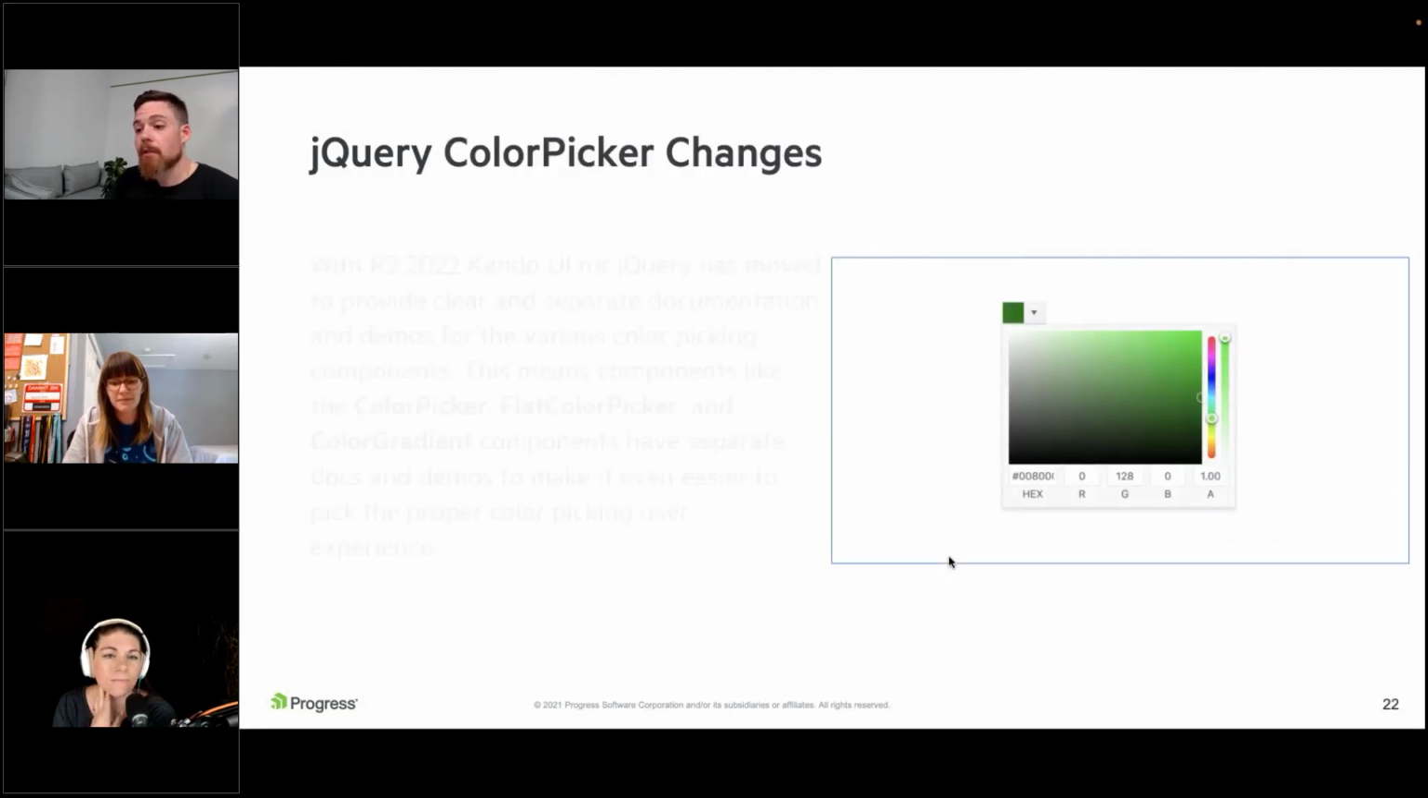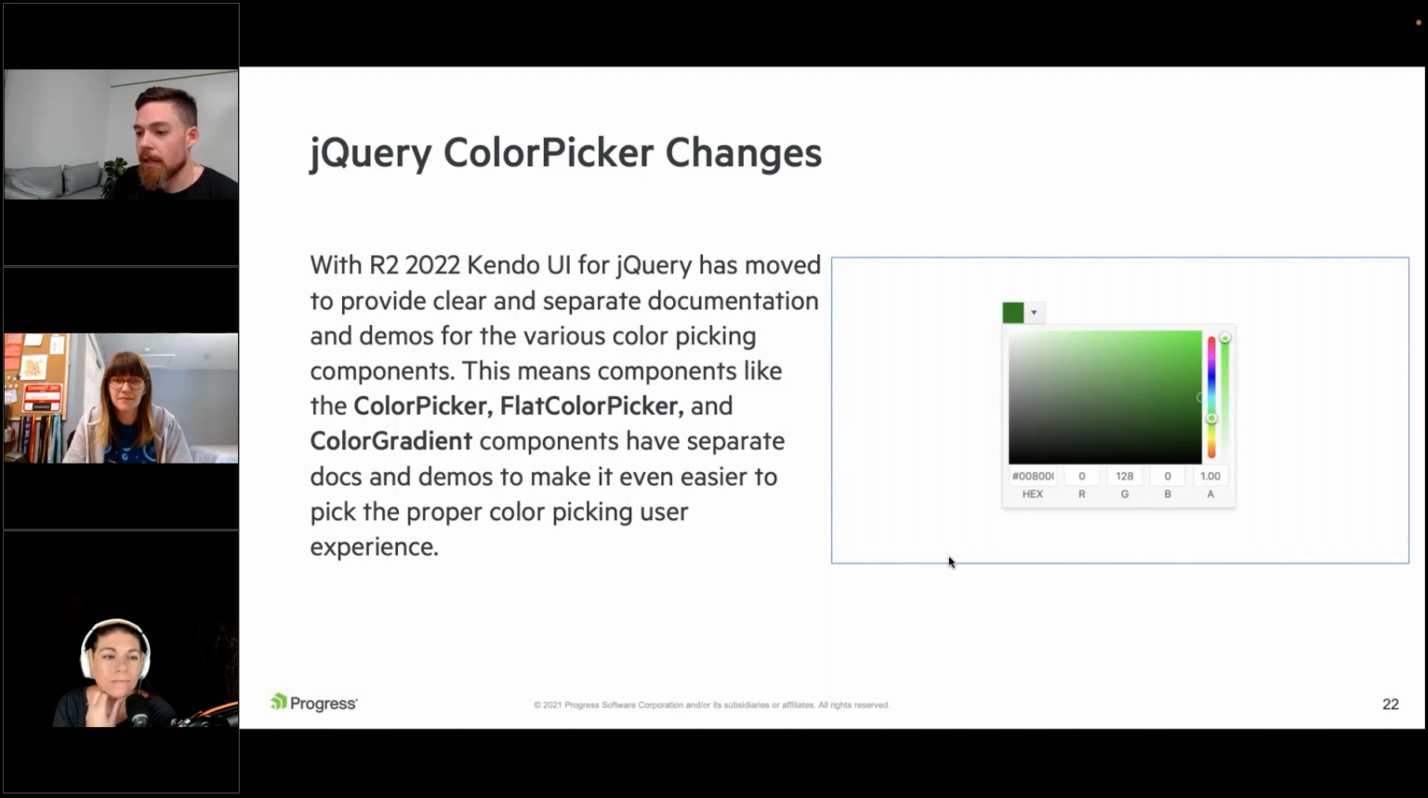Now we also have some color picker changes, as I mentioned. What we've done is taken a look at all the color picker options that you have with Kendo UI for jQuery, and previously they were all stuffed under the color picker section within our docs and demos. Now we're separating out the color picker, the flat color picker, and the color gradient component into separate docs and demos, and this of course also includes the new component that we added with the color gradient. That makes it a little bit easier to discover all the different color picker options that we have, and makes it a little bit better from an organizational perspective.